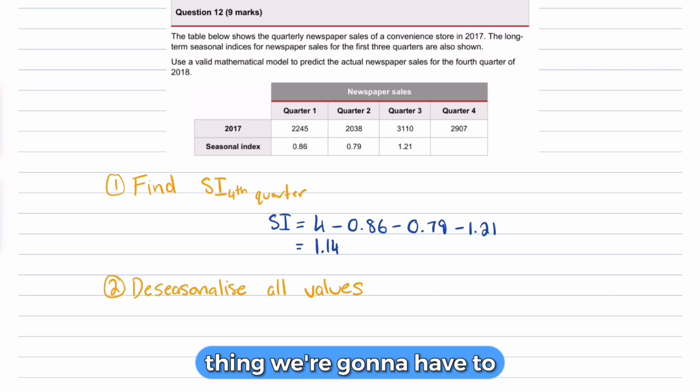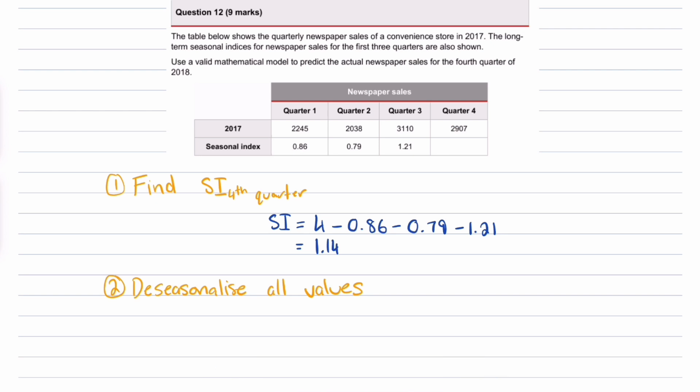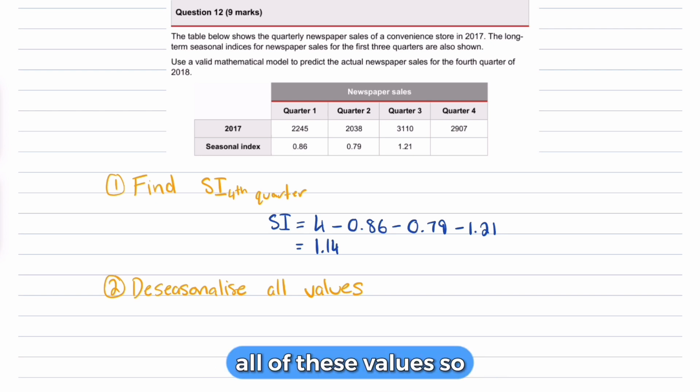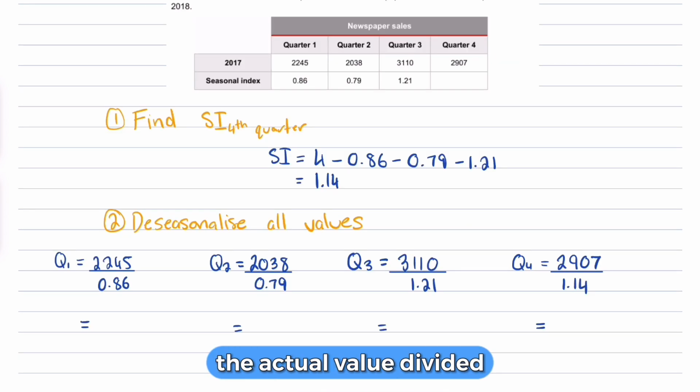The second thing we're going to have to do is deseasonalize all of these values. Because we're deseasonalizing, it's just the actual value divided by the seasonal index for each quarter. I've gone and done that, and these are the values.